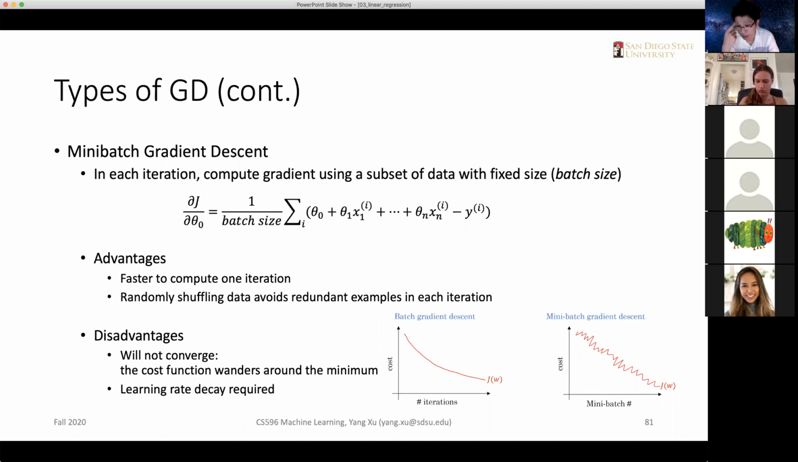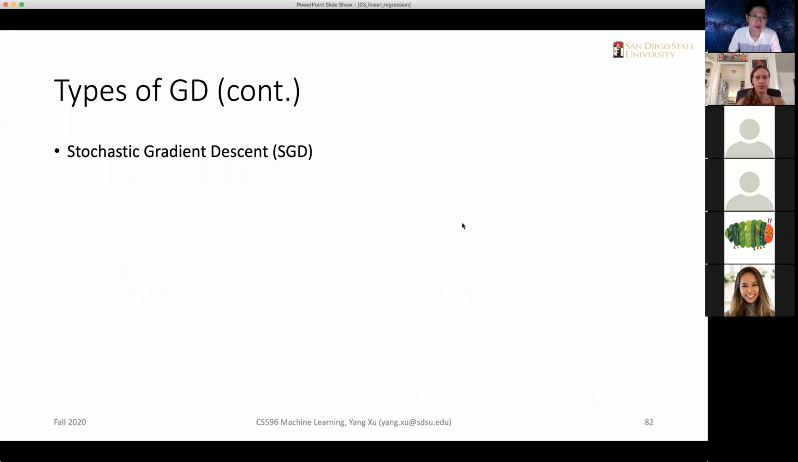But sometimes when a mini batch is too big, the computing is slow, and the memory of your GPU is also limited. It doesn't accept a batch that's too big. It depends on the data. If your data is very high dimensional, then the mini batch cannot be too large. There's always a limit. Thank you. Okay, so the last type of gradient descent is called stochastic gradient descent.